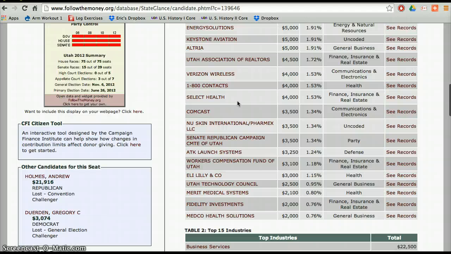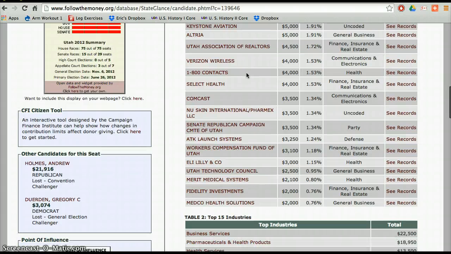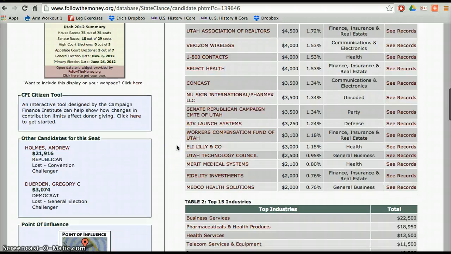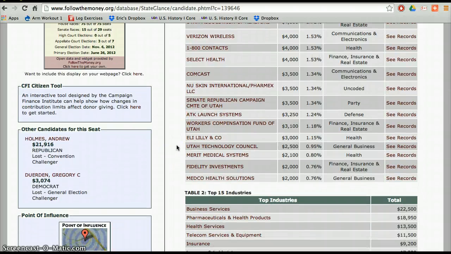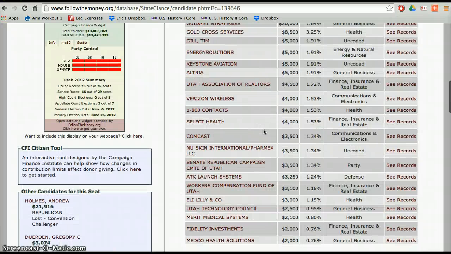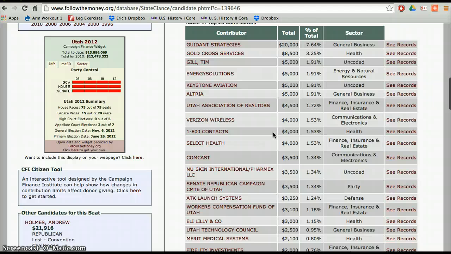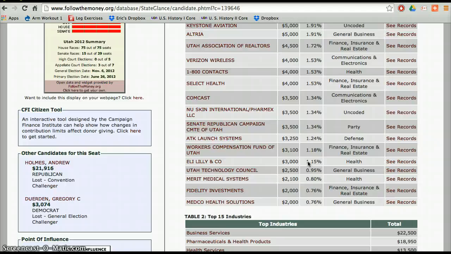We also have some other interesting ones. Verizon, which is interesting because that's not a Utah company, so you kind of wonder why they're supporting him. And yeah, those are some of the more interesting ones that I found. We also have the Workers' Compensation Fund. It's not a union, but it is interesting that they're funding him. And if you don't know what any of these are, you can take a look at them and see what the company's all about and look into that.